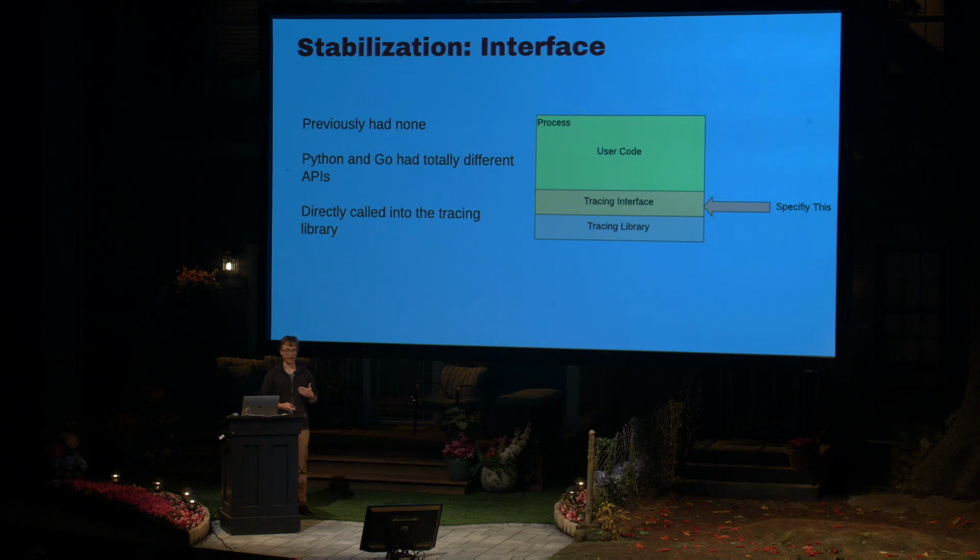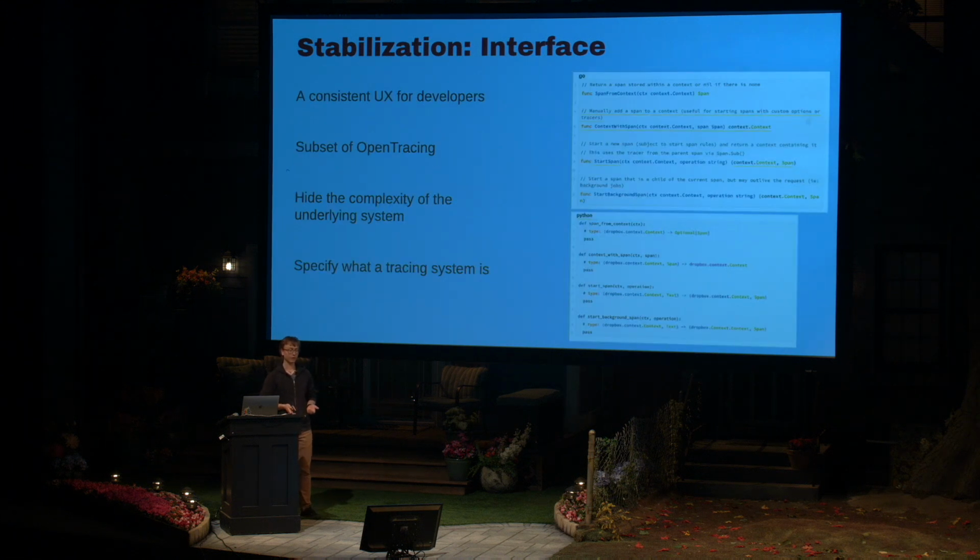For us, we just had tracing. Python and Go had totally different APIs, and it was just like calling into a mess of spaghetti. So what we did is we did some research, and we wanted to build a consistent user experience for tracing. So we looked at OpenTracing, we took a subset of that, and then implemented that as our interface for people to use. And this hid all the complexity of the actual tracing implementation behind our interface, and also specified what a tracing system is. So we knew what we had to build.